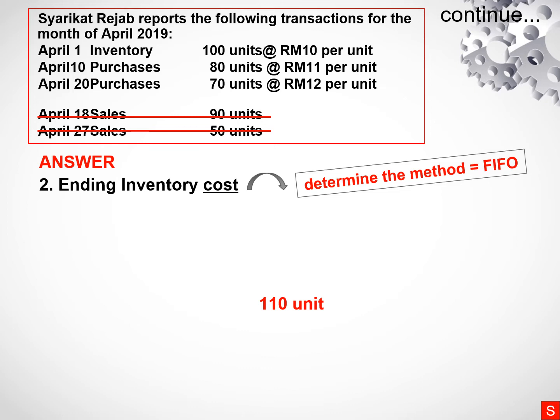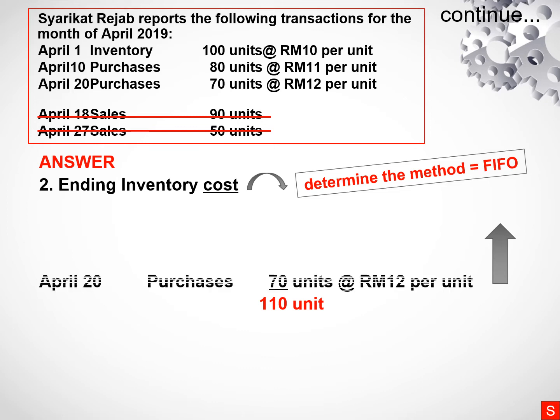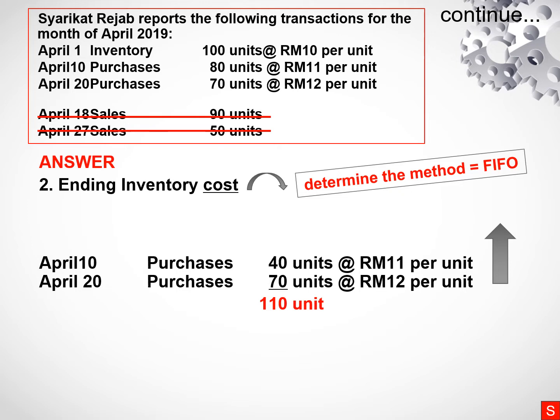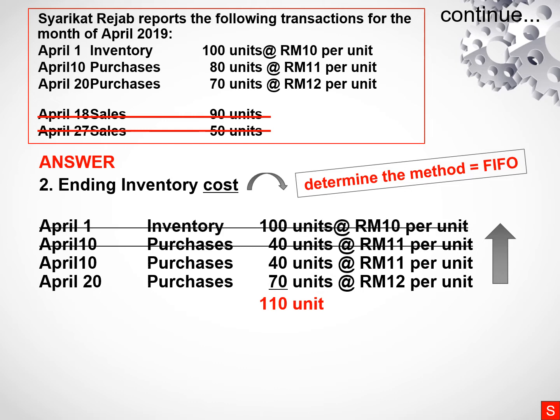Because we are using the FIFO method, the ending inventory is made up of the latest purchases. So, the arrow goes up. Between 1st, 10th and 20th April, April 20th is the latest purchase. So write down the units, that is 70 units. So the balance is 40 units to get 110 units. So continue with the second latest purchase, that is on 10 April, but just take 40 units. And what about the other purchase on 10 April and beginning inventory? Just ignore, because the ending inventory is already 110 units.